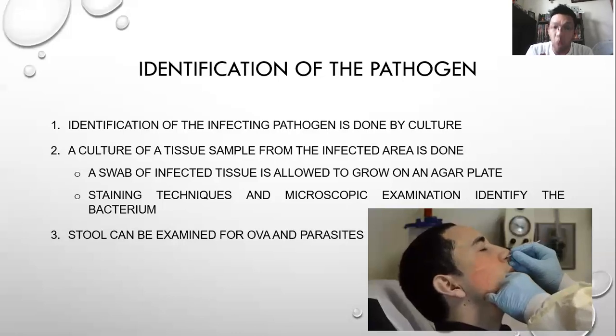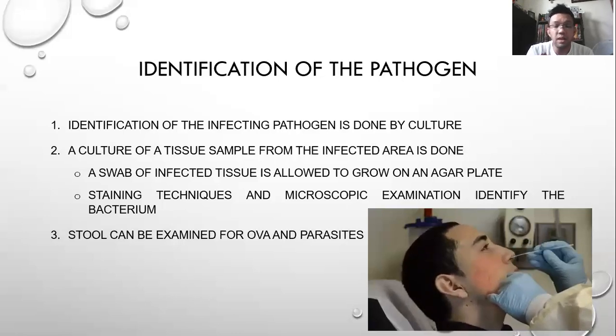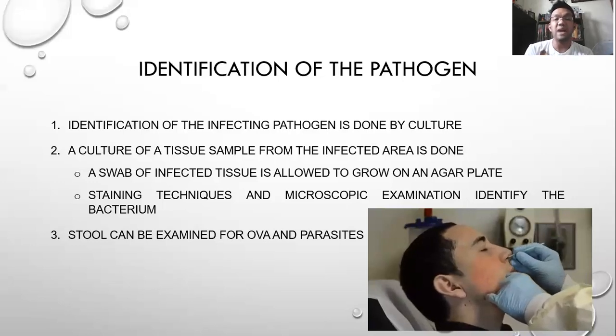Number two, a culture of a tissue sample from the infected area is done. It can either be through a swab of infected tissue, and they are going to grow it on an agar plate, or use staining techniques and microscopic examination, which will identify the bacteria as well. So they're going to obtain a tissue sample. Let's say, for example, if you have leprosy, they're going to do the slit skin test and identify if Mycobacterium leprae is present in the skin. So that is one way of identifying the type of pathogen present in a specific body tissue.